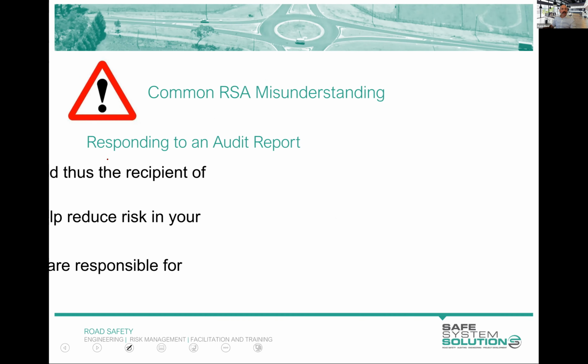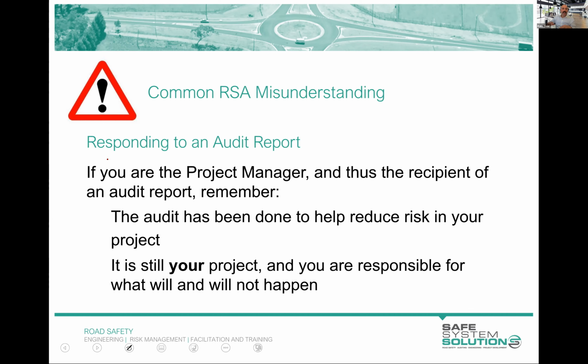A common misconception, and I've sort of covered this, is that if you're the project manager and you receive this, you must do everything the audit says. And the real thing is, no, you don't have to. It is your project. You decide what you do. But think of it in the context that you've been given expert advice on risk, and you should be thinking about how you manage that risk. The auditor has hopefully given you some ideas on how you might do that, but you're not bound to do their ideas. You can do whatever you want.